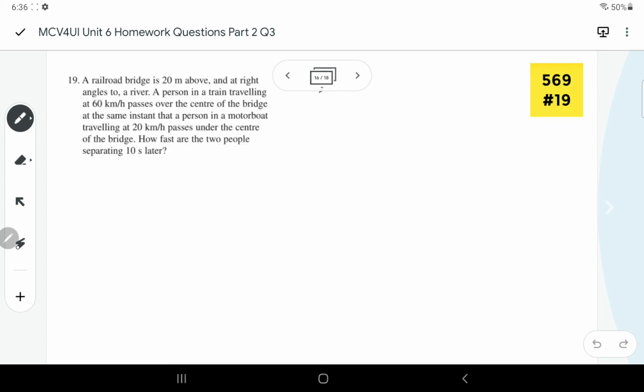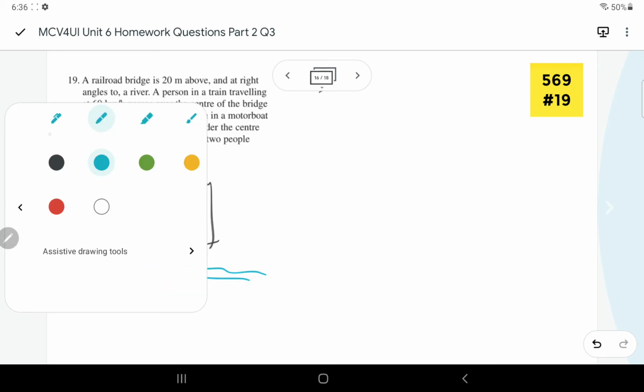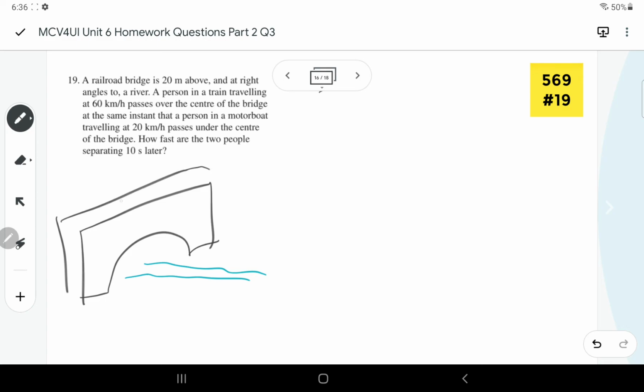The last example is a really interesting 3D picture. So we've got a railroad bridge over a river. So there's a bridge like that, and there's a river underneath it. And here comes Mrs. Cooper's terrible drawings. So we've got our bridge like that. Now there is a train. Let's color code this. The train is up here, and it's traveling over the bridge, and it's traveling 60 kilometers per hour.